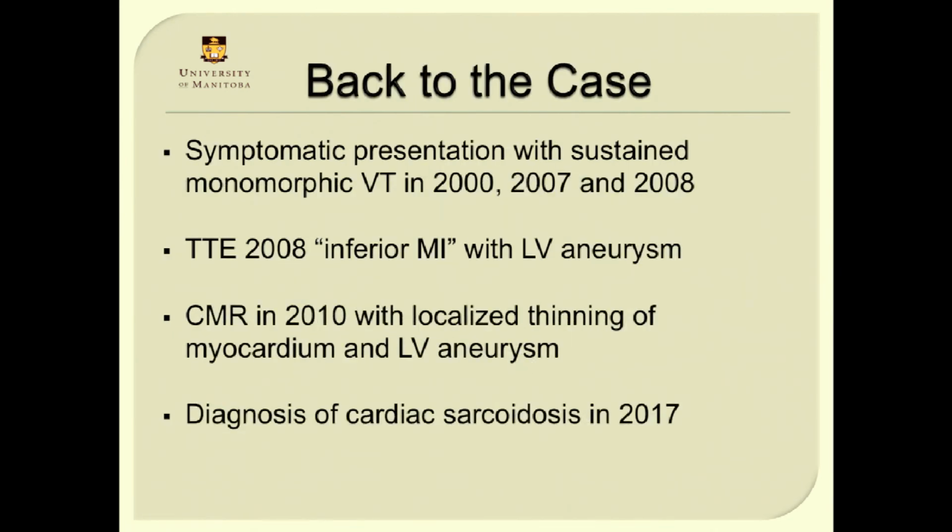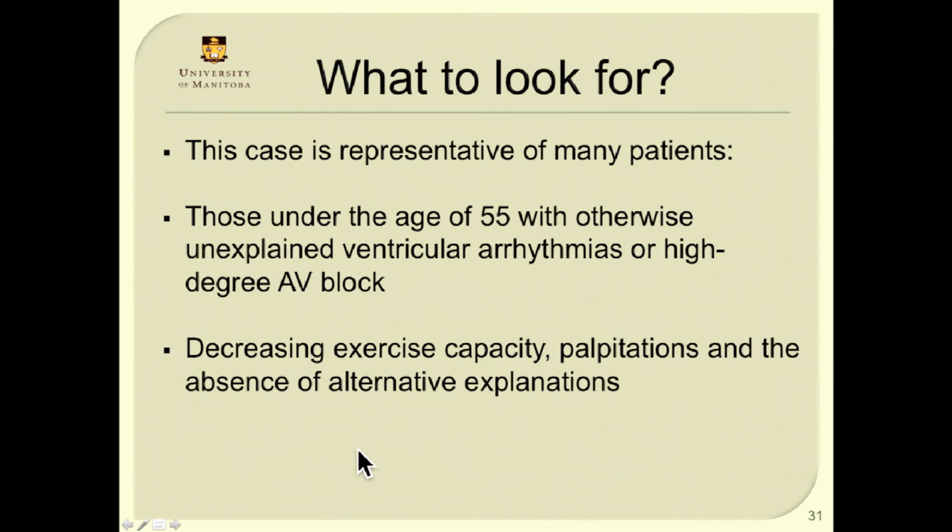So back to the case. Initially a symptomatic presentation with sustained monomorphic VT in the year 2000 and again in 2007 and 2008. Initially thought to be an inferior MI, we remember that she had a normal coronary angiogram, but we did see that LV aneurysm in 2008. And the CMR in 2010 showed localized thinning of the myocardium, as well as an LV aneurysm then. But the diagnosis was not made until February of this year.